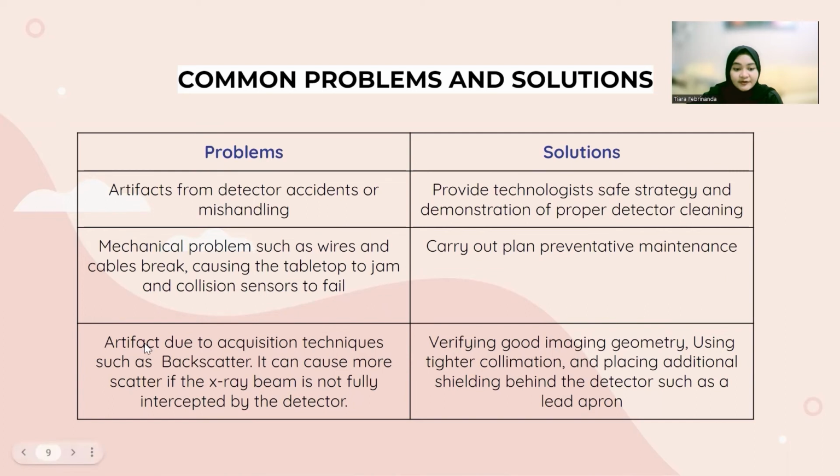And the last: artifacts due to acquisition technique such as backscatter. It can cause more scatter if the X-ray beam is not fully intercepted by the detector. And to cover this problem, we have to verify good imaging geometry using tight collimation and place additional shielding behind the detector, such as a lead apron.